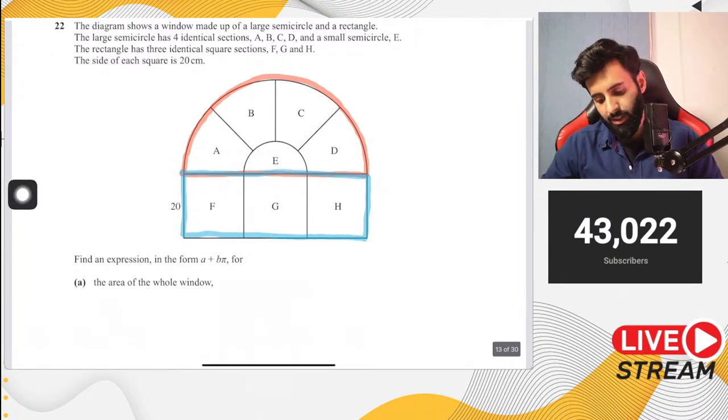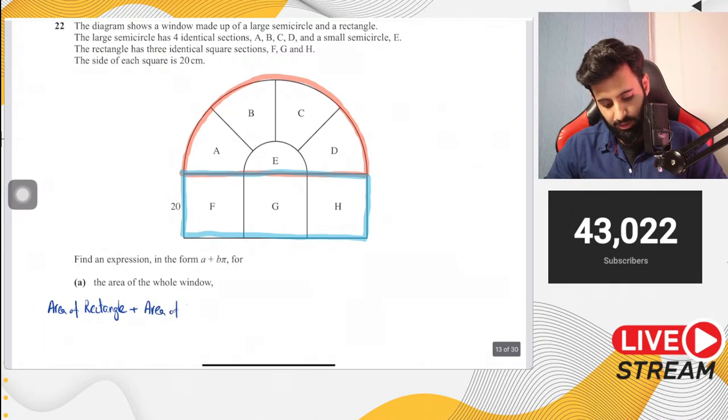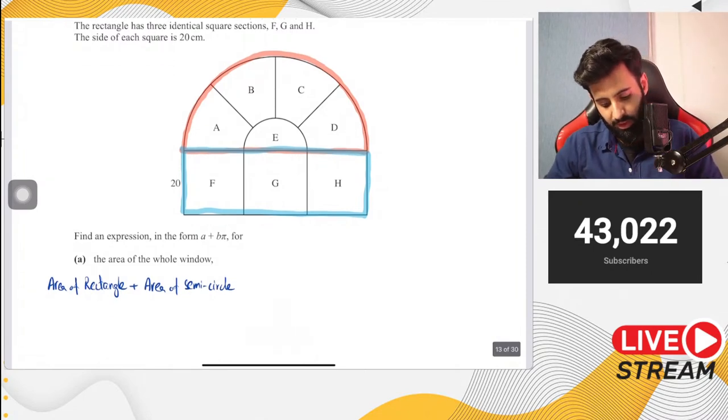So let's start by calculating the area of the rectangle. In fact, let's make an equation first. Area of rectangle plus the area of semicircle, that's how we're going to find the total area of the window, equals total area of window. So, area of rectangle.